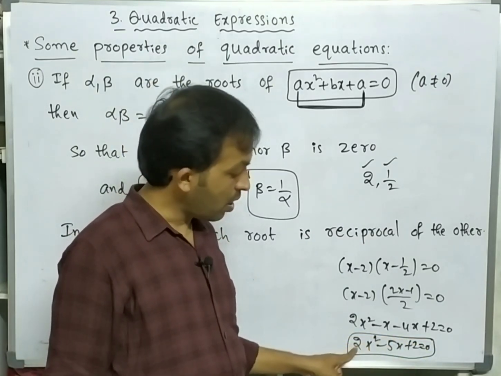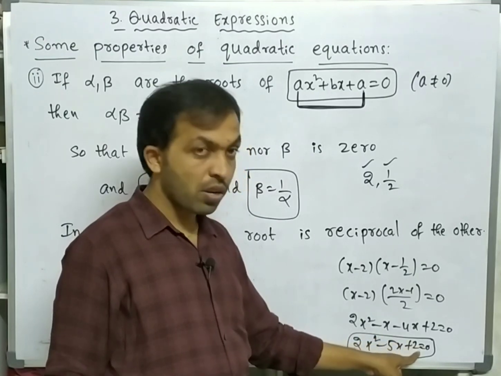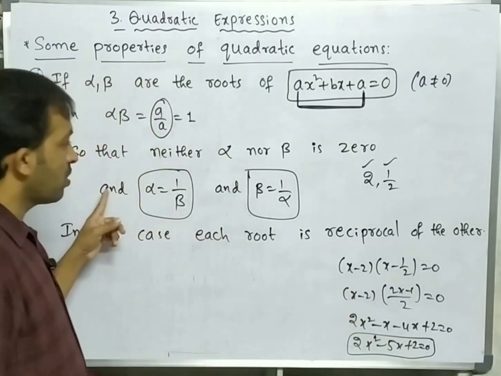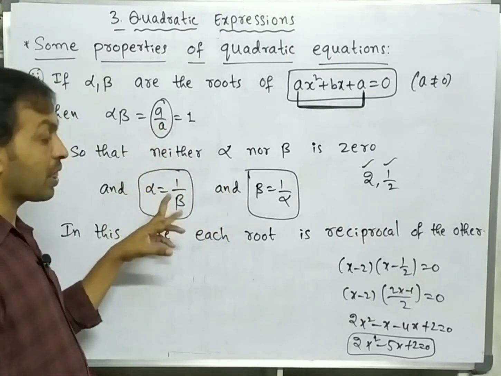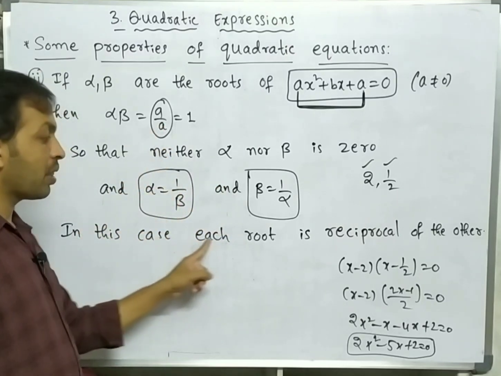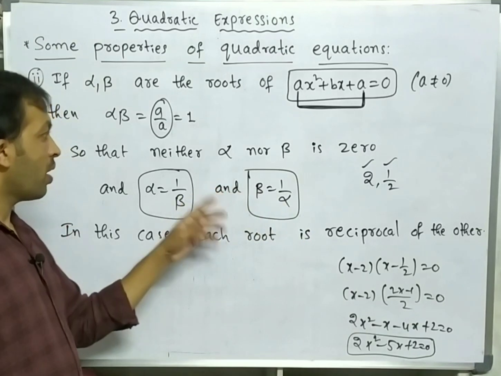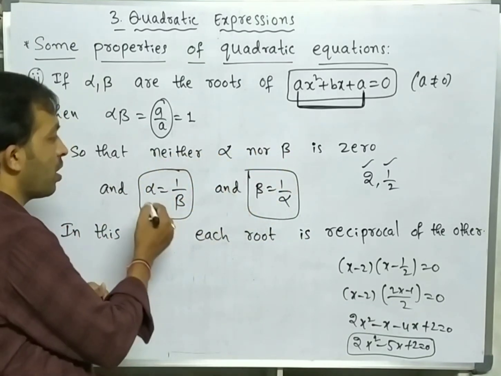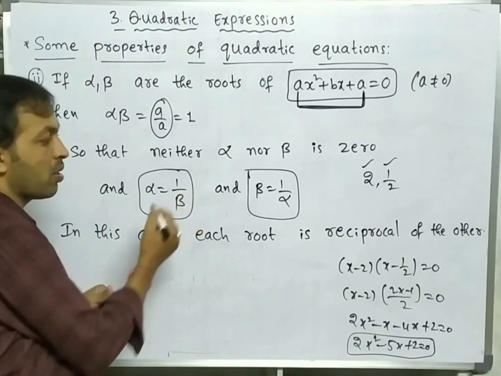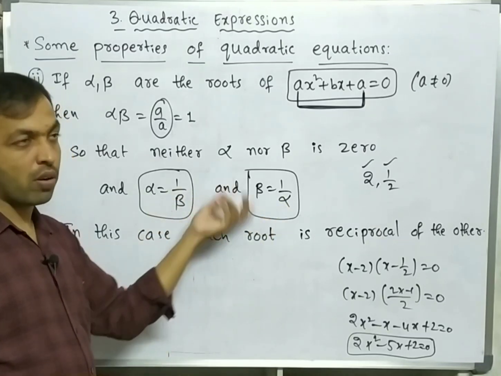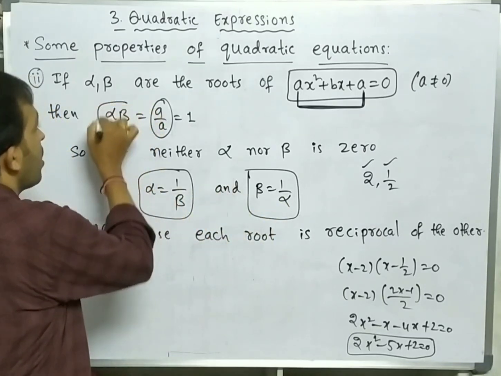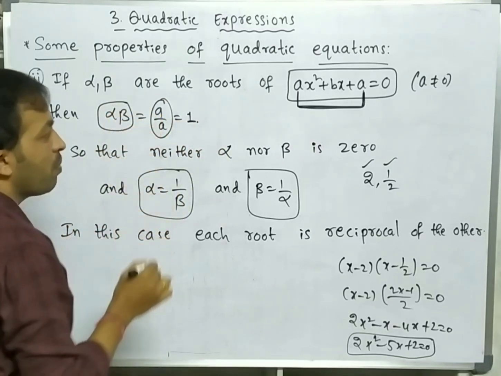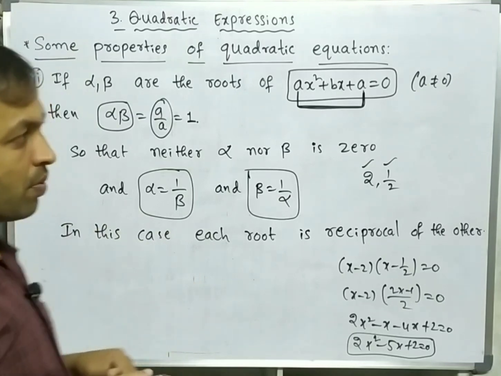If the coefficient of x square and the constant term are equal, then we will get two roots which are reciprocal to each other. In this case, each root is reciprocal to the other, and neither alpha nor beta is 0. So if beta is equal to 0, it is not defined. If alpha is equal to 0, not defined. And also we can say that the product is 1. Therefore alpha not equal to 0, beta not equal to 0.